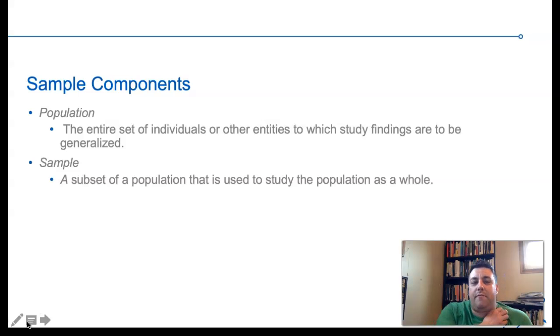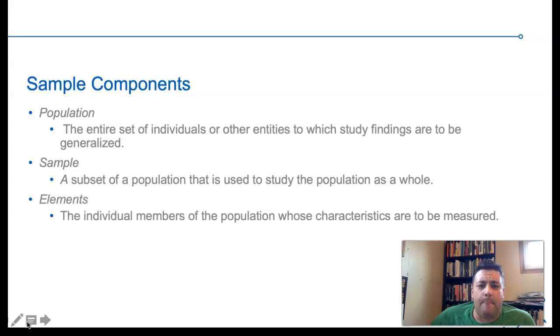So the components of a sample are the population, so that's the entire set of individuals to which study findings are to be generalized. And then the sample is that subset of the population. So, for example, if we were to sample people in New York State, maybe we pick one person from each county to take a survey. Our population would be the people of New York State, and our sample would be the one person we selected from each county.